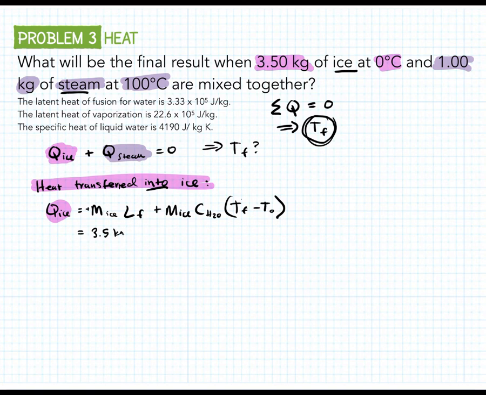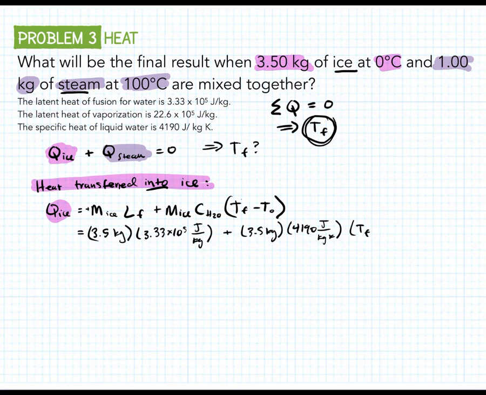3.5 kilograms times 3.33 times 10 to the fifth joules per kilogram plus 3.5 kilograms, 4190, this is C for ice, joules per kilogram Kelvin, T final minus 0 degrees Celsius. And we're going to leave this like this for now, and you'll see why. I'll come back to it.